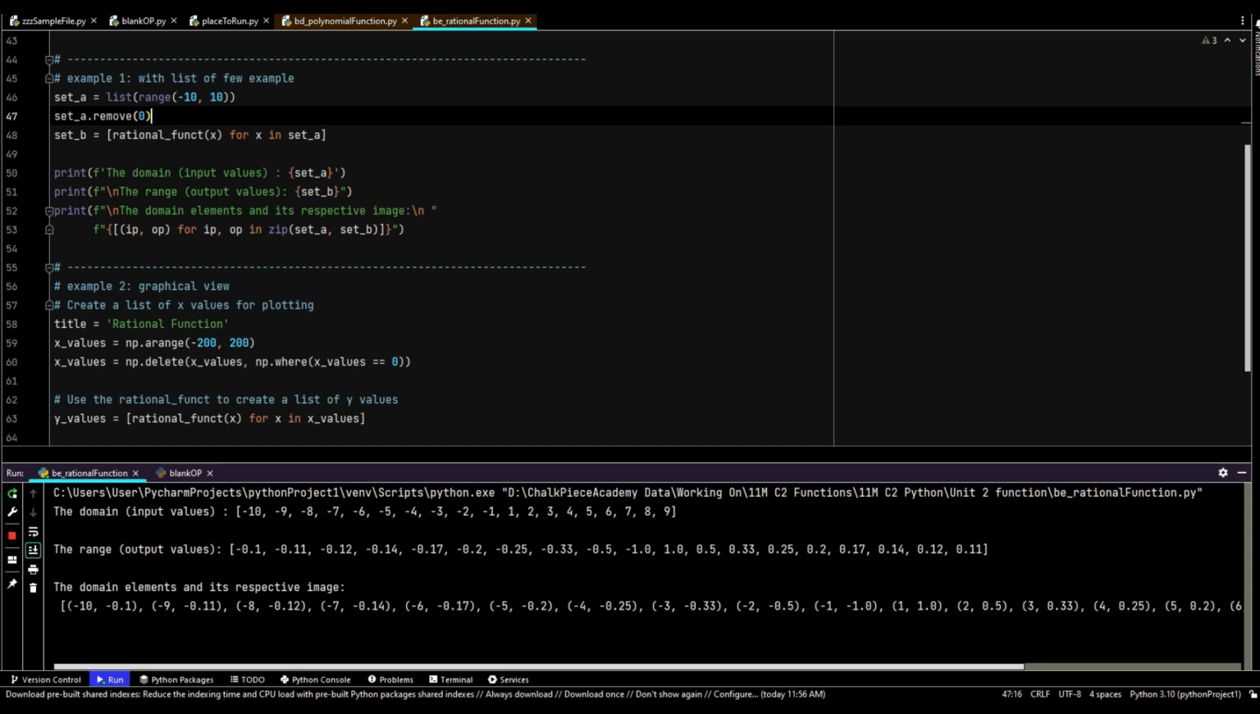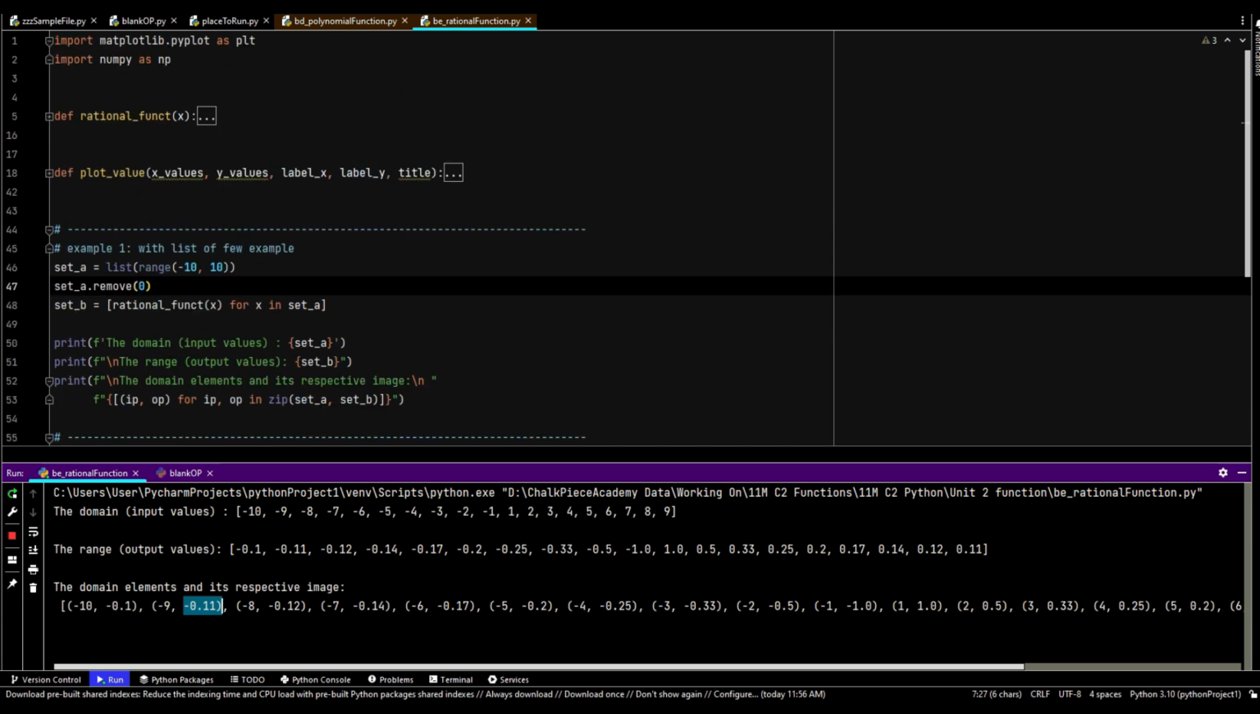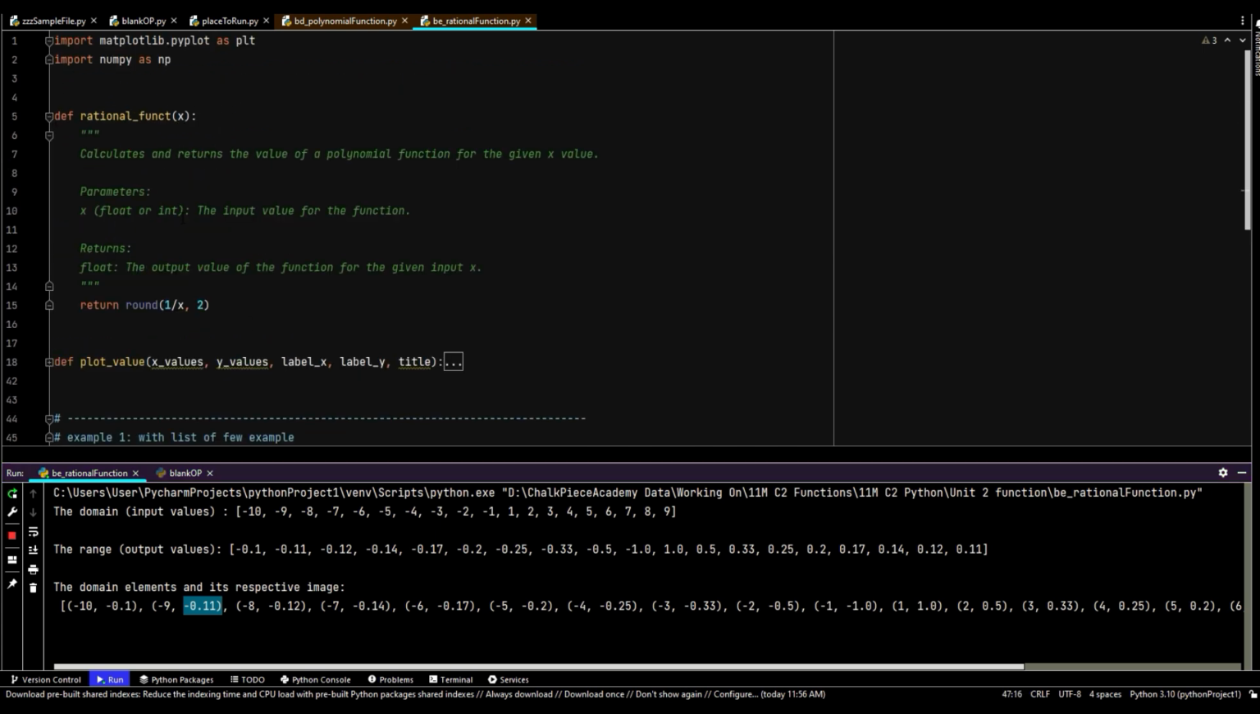Now let me go directly to this. So that's your domain. You can look at that, and the range, that is your output. For an input of -10, I have an output of -0.1, for -9, -0.11, and so on and so forth, right? So what is happening within the function? We have an input of x and the output is 1 by x, right? This too has to do with rounding off, because obviously we'll end up with decimals, right? 1 divided by 9 is not 0.111. It is never ending, right? But we are approximating it to 2 decimal places.